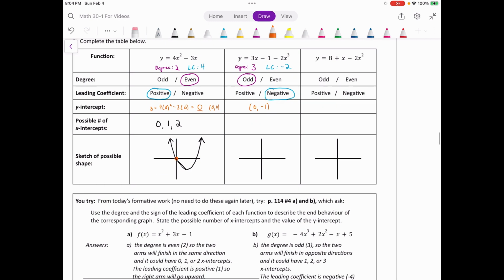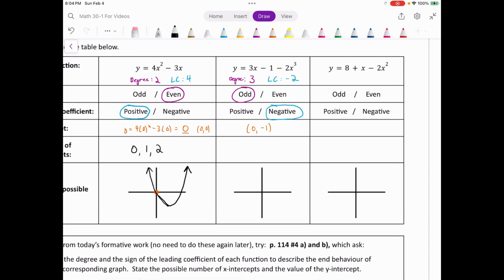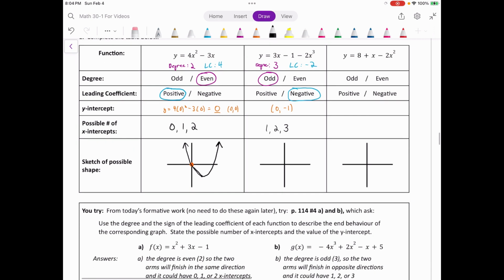Okay. Possible number of x-intercepts. It is a cubic. So keep in mind what we already know. We know the 2 arms do opposite things. One goes up, one goes down. Can it then have 0 x-intercepts? No, it can't, right? If one arm's going up forever, one's going down forever, it has to cross the x-axis at least once. So it could have 1 x-intercept, or 2, or 3, but it can't actually have 0. Okay? All right. So let's do a decent sketch of this then.